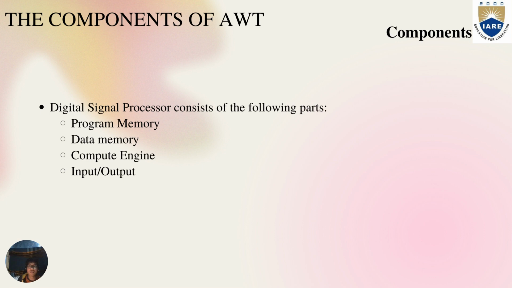Data memory is called random access memory. It is a temporary place for storing variables and constants during program execution. The amount of memory, that is RAM, varies from one microcontroller to another. The compute engine performs mathematical operations and collects data and programs from their respective places. It collects instructions from the program memory, and it also collects data from data memory.